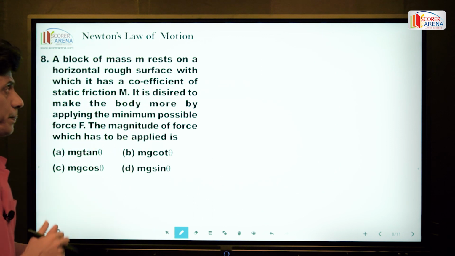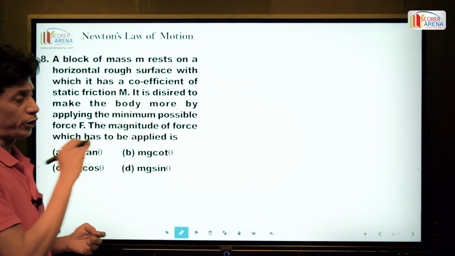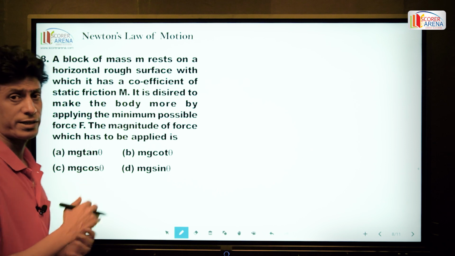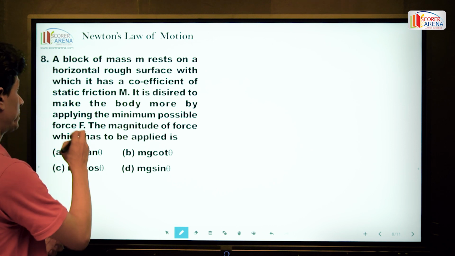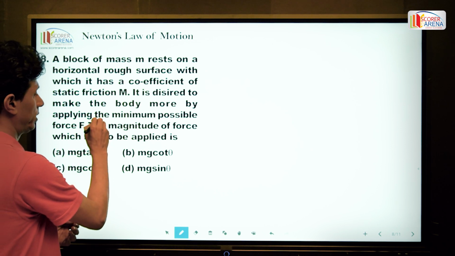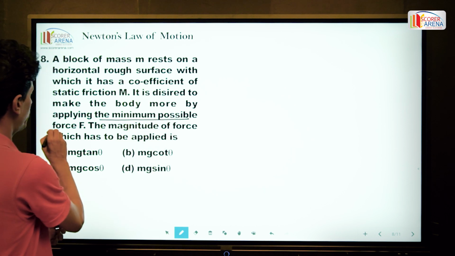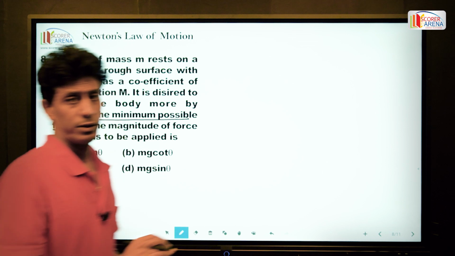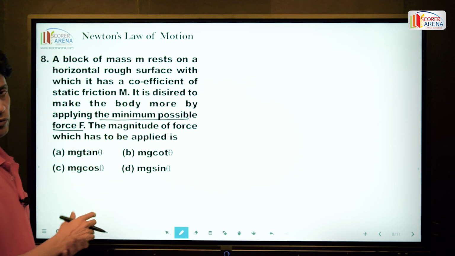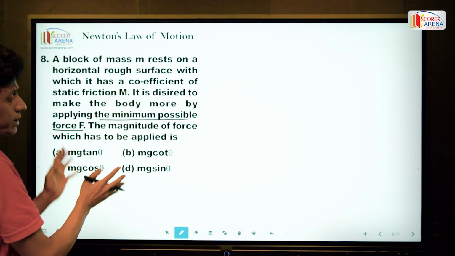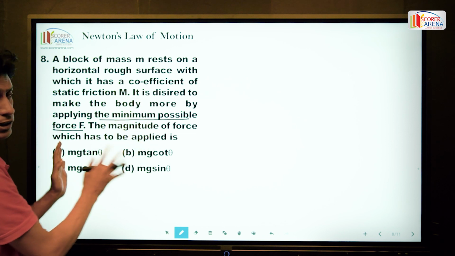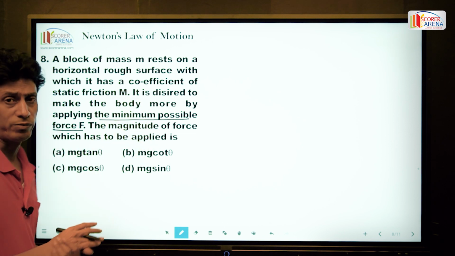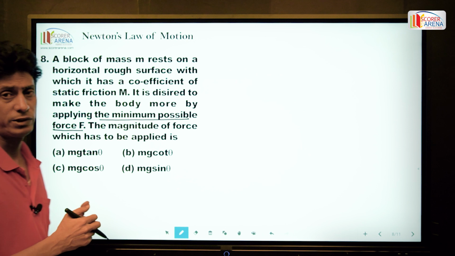Question number 8. A body is placed on a rough horizontal surface. The question asks for the minimum possible force by which the body can be moved. Before calculating, there is no such calculation in this problem. It is actually a conceptual problem.